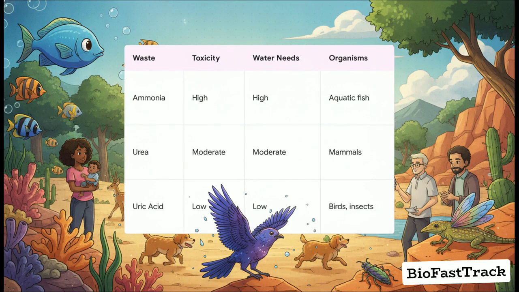Now, what's really interesting about this slide is how an organism's environment strictly dictates the kind of nitrogenous waste it produces. Let's look closely at ammonia. It's highly toxic, right? It needs a massive amount of water to safely dilute it, so naturally it's excreted by aquatic organisms like bony fish. Then we have urea. It's moderately toxic, needs a moderate amount of water, making it perfect for terrestrial animals like us mammals. But uric acid? This is brilliant. It's the least toxic and can be excreted as a nearly dry paste. It's literally the ultimate adaptation for dry environments, used by birds, reptiles, and insects to heavily conserve their precious water.